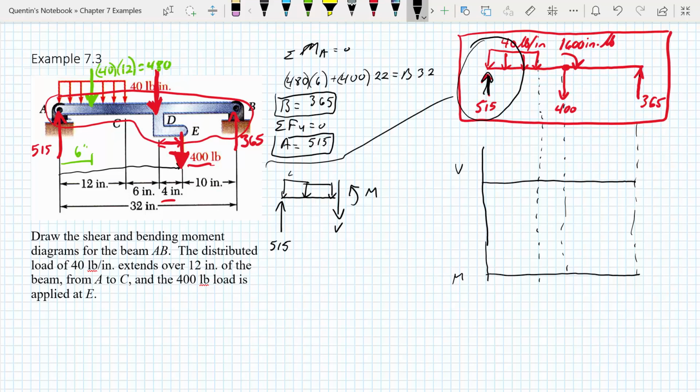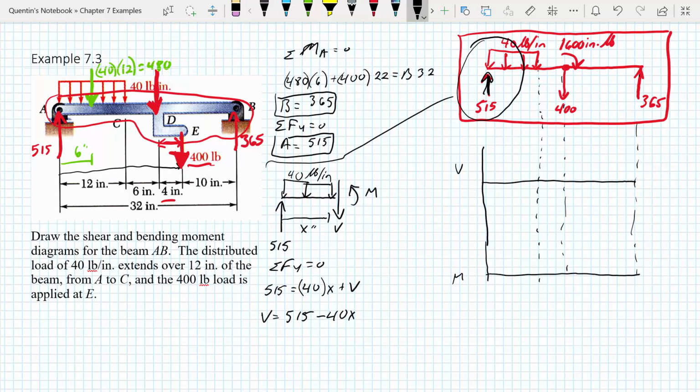Okay, so what is this? This is 40 pounds per inch, and let's call this at some x inches. What is the shear? If I take the sum of my forces in y equals 0, the ups equal the downs, so 515 equals 40 pounds per inch times x inches, that's the total pounds, plus V. So V is equal to 515 minus 40x.